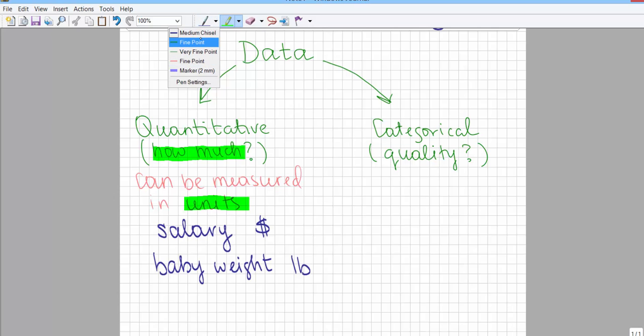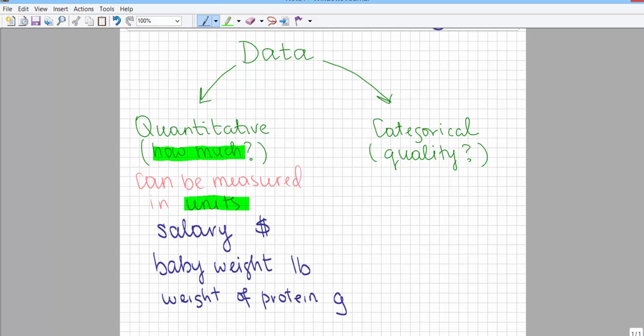Salary, baby weight. What else? Well, let's say you are into nutrition. Then let's say you want to talk about weight of protein in a serving of yogurt. So this would be in grams. How much protein do you have in this particular serving of yogurt? 8 grams, right? Units, how much? That's your quantitative data.